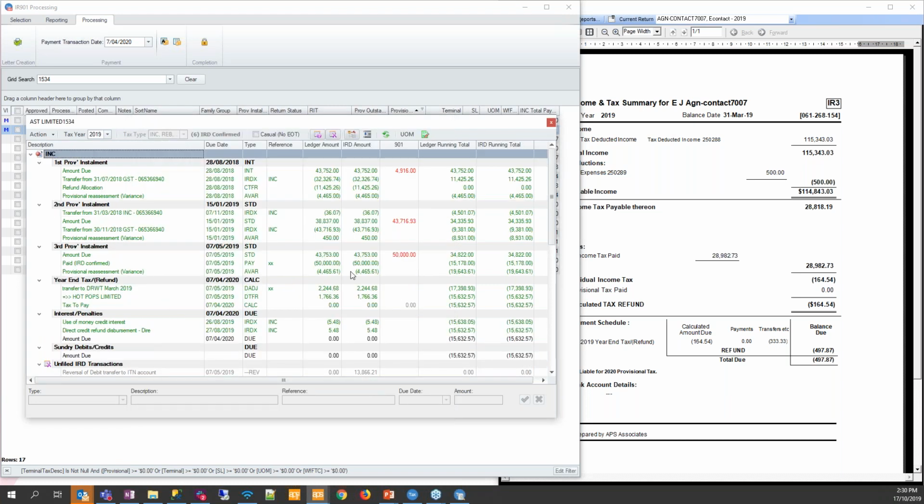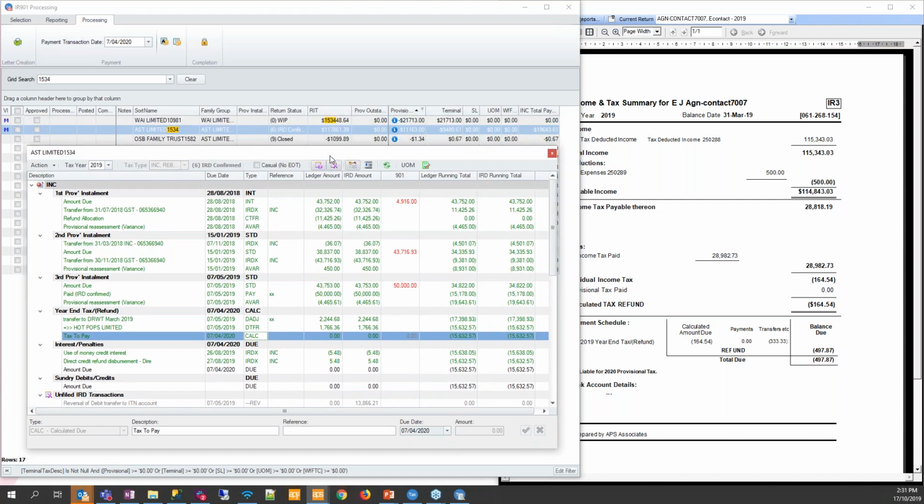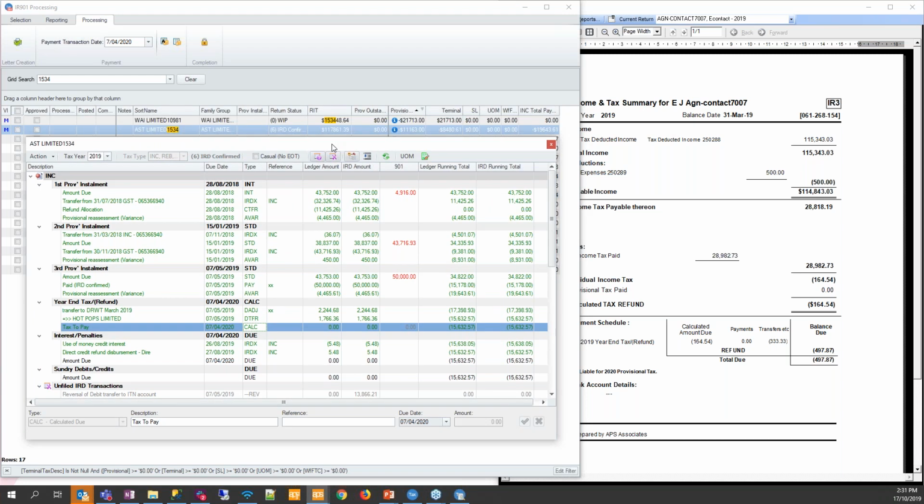So that return calc figure is no longer the figure that is in the tax return. Sorry, it's that tax to pay calc figure used to be the figure that was in the tax return. That is now effectively an adjusting figure. That's correct. So it always just refers back to the original RIT figure we had, and it's then subtracted from that the totals of the first, second, and third provisional instalments and their variances if they exist.